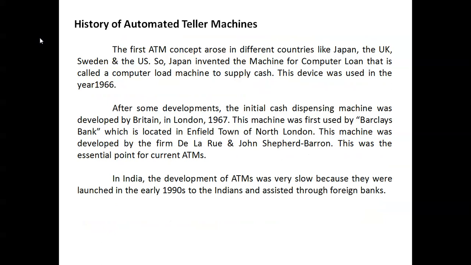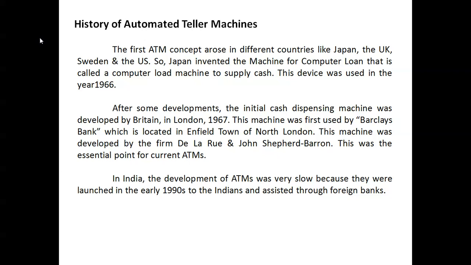So, history of the automated teller machine. The first ATM concept appeared in different countries: Japan, UK, Sweden, US. These people invented it in different countries. Japan invented a machine for the first computer loan, a computer loan machine that supplies the cash. That was used in 1966. After some development, a cash dispensing machine was developed by Britain in London in 1967. The machine was first used by Barclays Bank, located in Enfield Town, North London. The machine was developed by De La Rue and John Shepherd Barron. These two people developed the machine that we are currently using as the ATM.